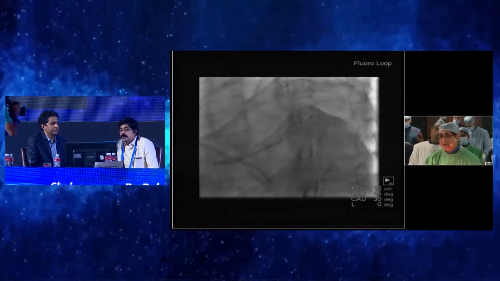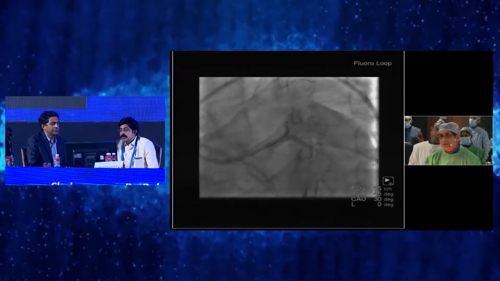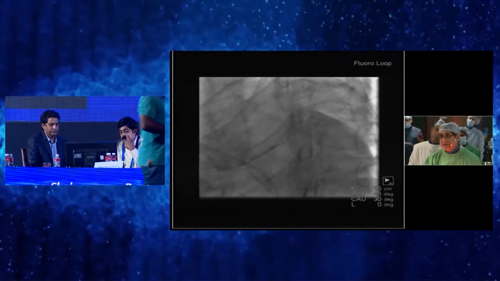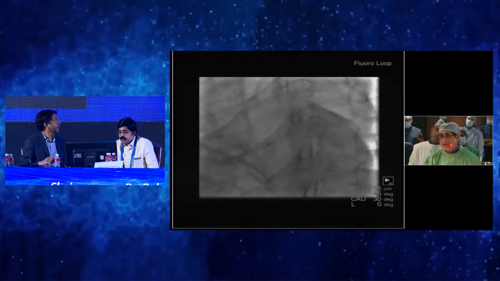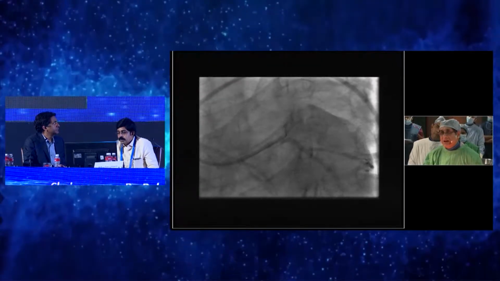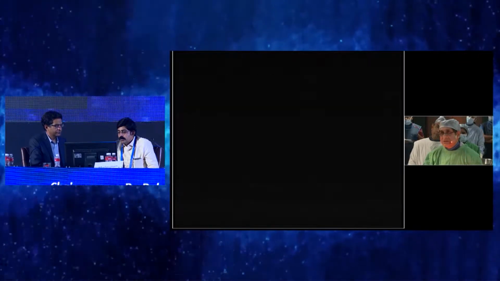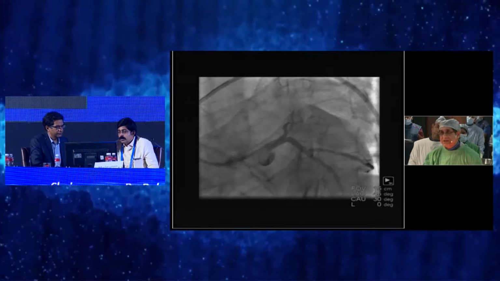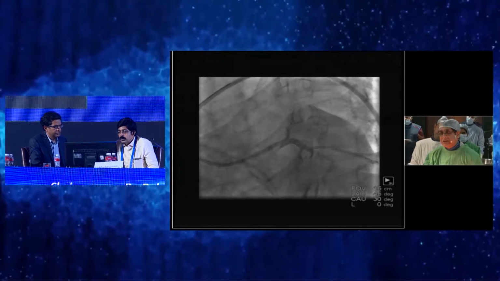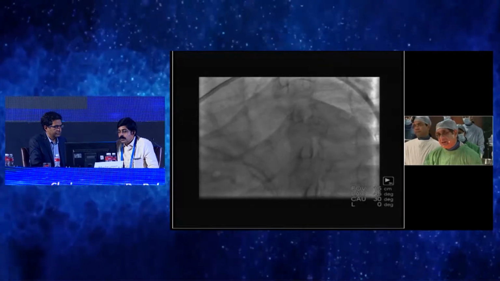So this is an Asahi Sion Blue wire. You can see that there is a bit of an angle at the takeoff of the LAD, and I use this wire to go into the LAD. And next one. Over that I advance the microcatheter, and you see the microcatheter is just lodged there. It doesn't go into the septal. The wire didn't go into the septal.